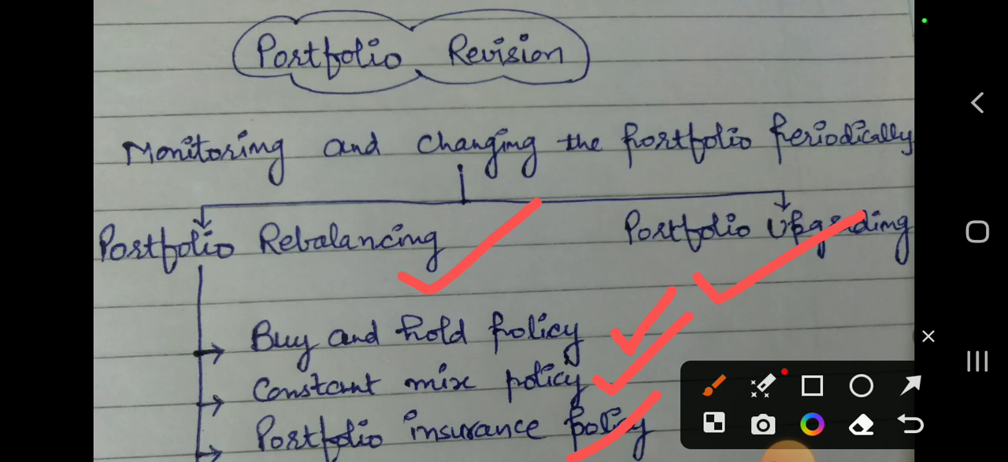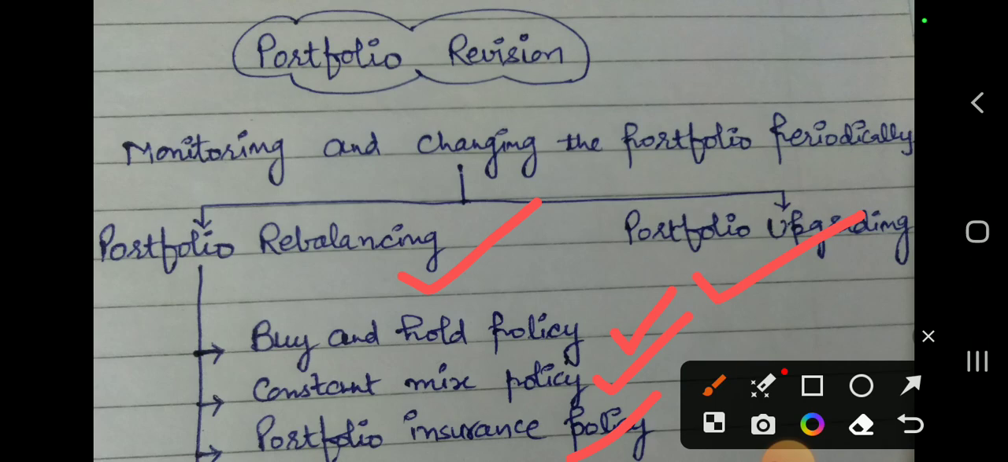Whereas in the last policy, that is the portfolio insurance policy, the exposure to stocks is increased when the portfolio appreciates in value, and the exposure to stock is decreased when the portfolio decreases or depreciates in value. So, portfolio rebalancing involves the choice of any of these three policies.